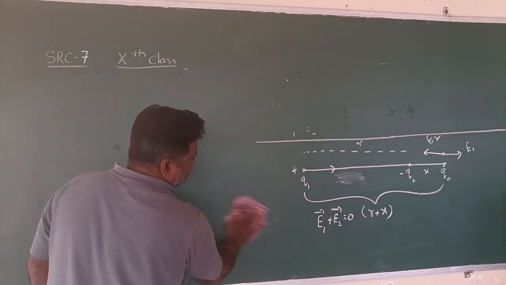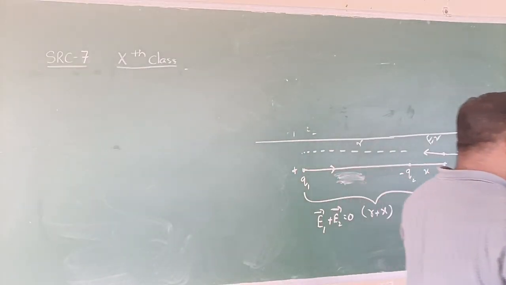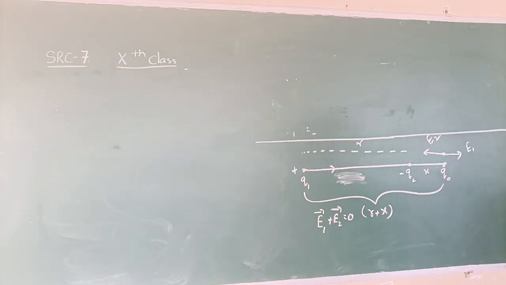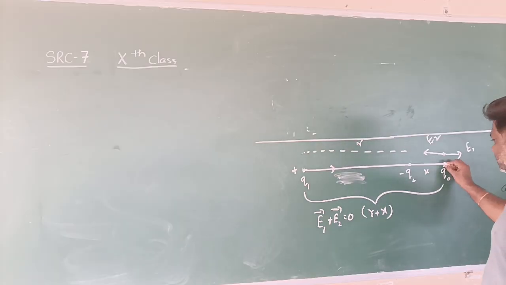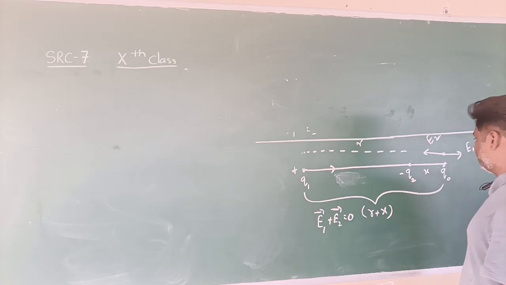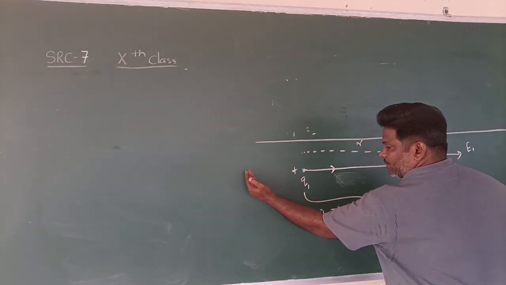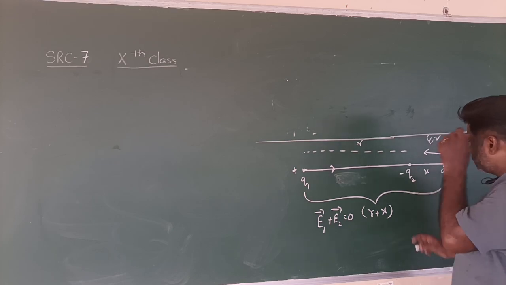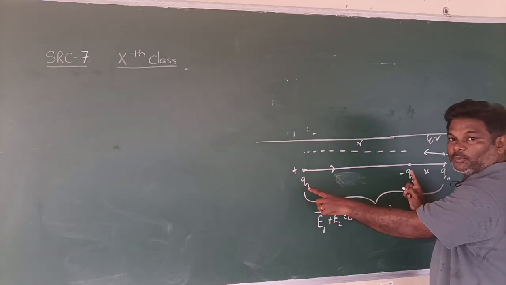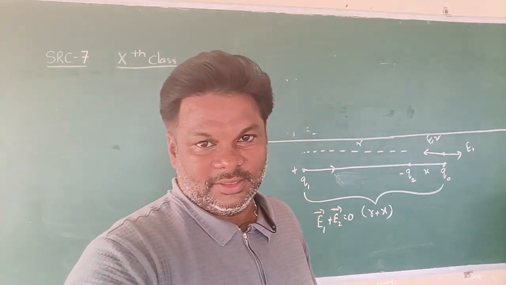Now this is our case 2. In case 2, you are going to calculate again the location of the null point when your charge is placed at a distance of x from q2. You can take this charge q0 on this side, because when you are taking two opposite charges, the null point will not be between the two opposite charges.